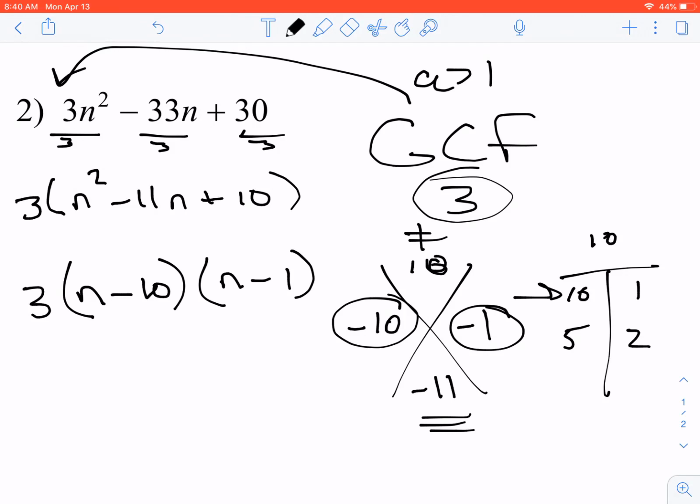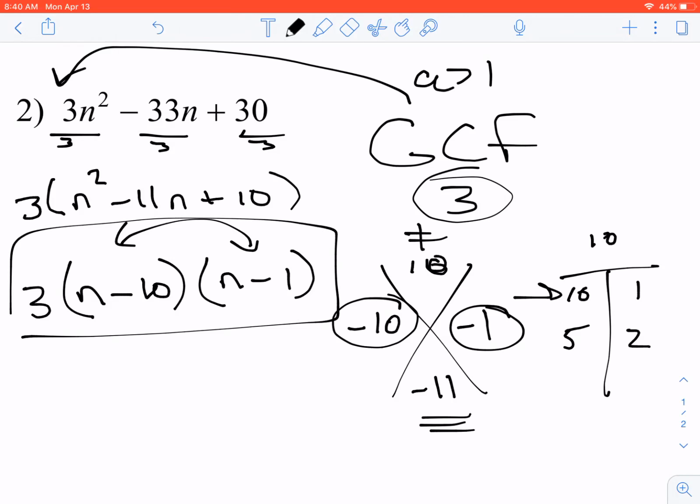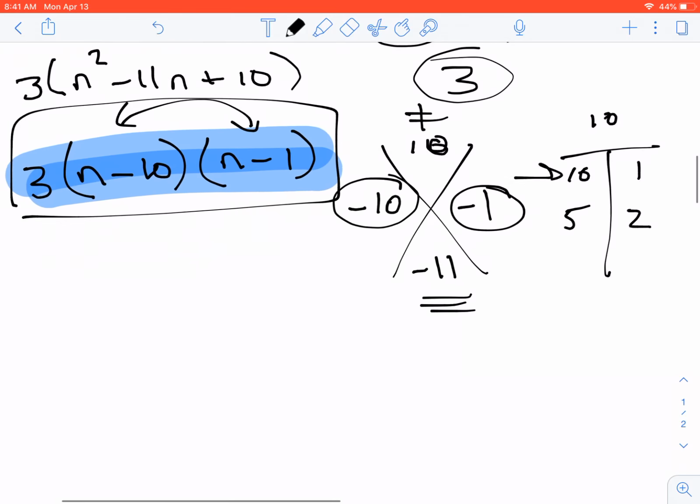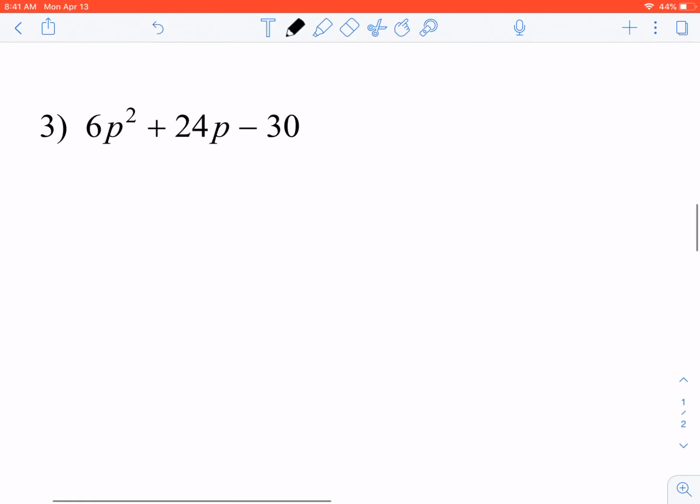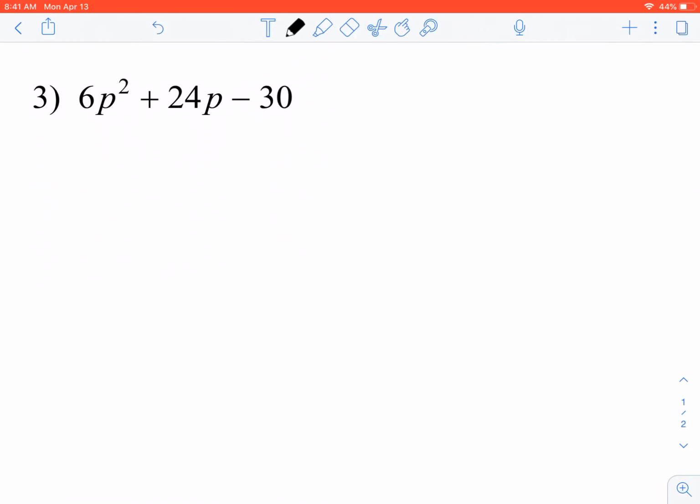And remember, these are interchangeable. I could have the negative 10 to the right and the negative 1 here. They'd both be correct. So that is your final answer. All right, now we'll move on to the next one. You might want to pause it here and try this yourself and then see if you can follow along.